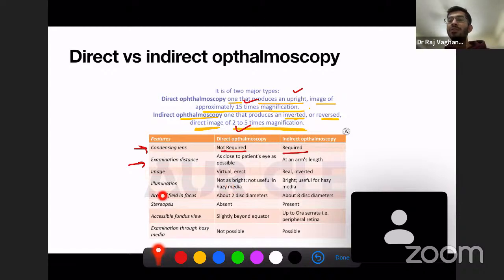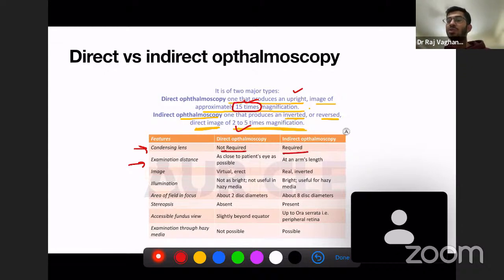Area of field in focus: about 2 disc diameters is visible in direct, and about 8 disc diameters in indirect. Why are only 2 disc diameters visible in direct? Because in direct we have huge magnification. So only a small part of the eye can be seen, because it is magnified so much that we can only see a small part of the fundus, or the optic disc.